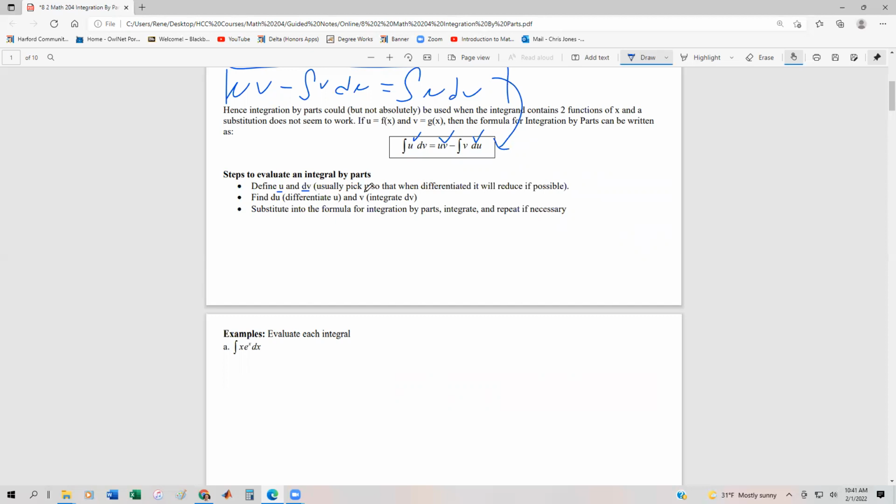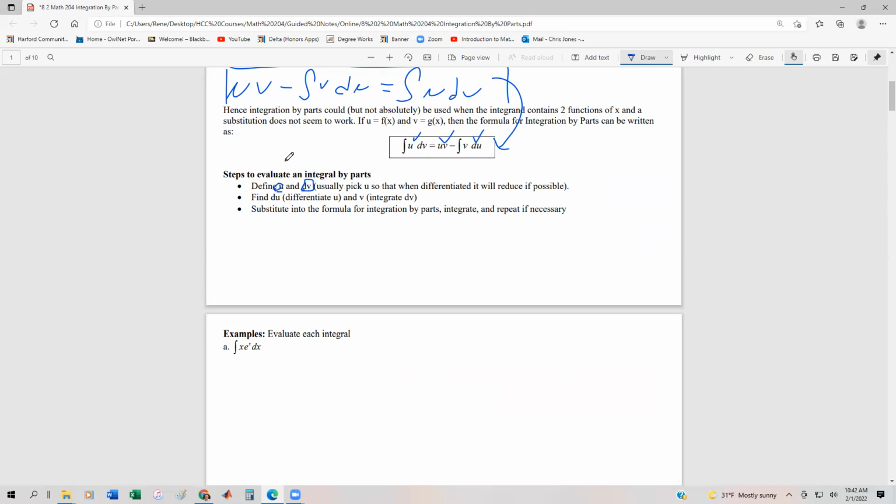But if we could pick a polynomial term or something we know is going to reduce a little bit, then that should be u. And dv should always be integrable, because to be able to find v, we're going to have to integrate, all right? So we're going to have to find du, all right?